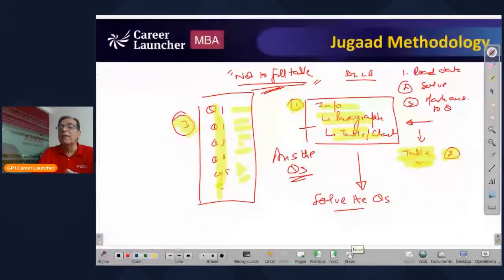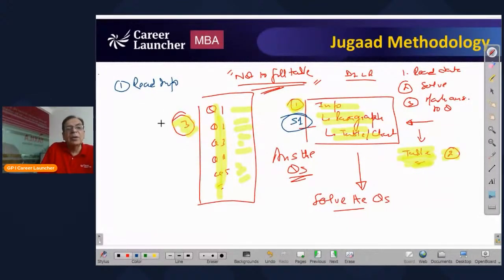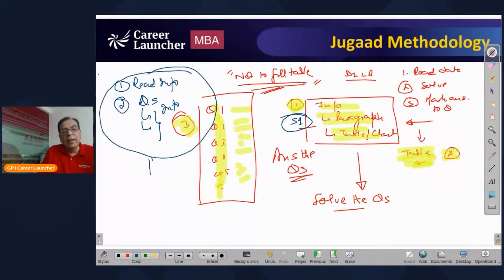This is a stupid process and we will not follow it. I will change the process to saying what my step one is. Step one is read the data, read the info. This is my Jugaad methodology step one. Okay, this is what I would do. Next, step two, I will look at the questions and see which are the questions which give me meaningful information. And based on these two, I will look at creating a table and fill it up in a limited way and answer the questions.